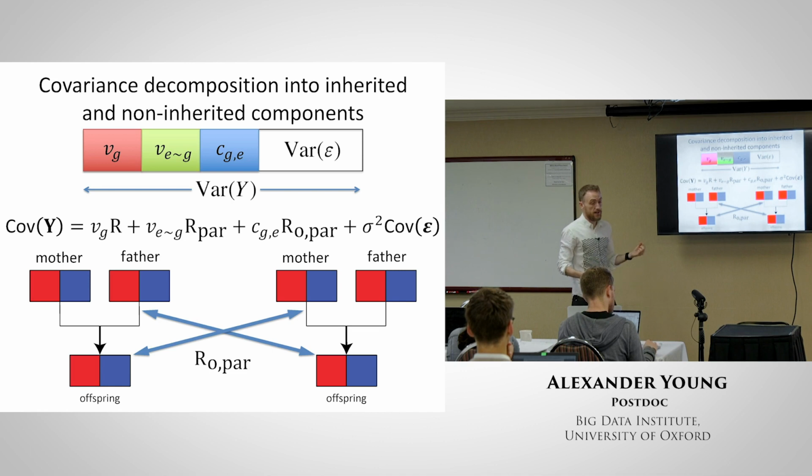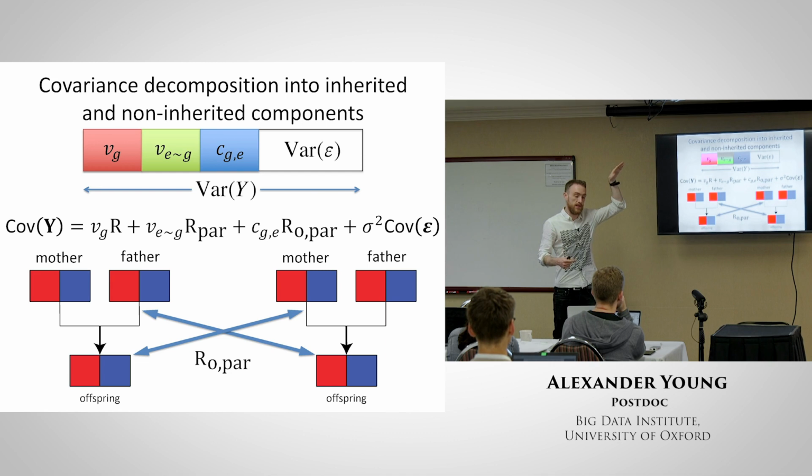Then the covariance between individuals due to the covariance between genetic and environmental effects is given by this relatedness coefficient, which is like the average of the relatedness between the offspring of one family and the parents of another, and the offspring of the other family and the parents of the other.